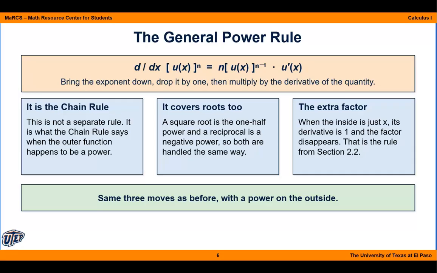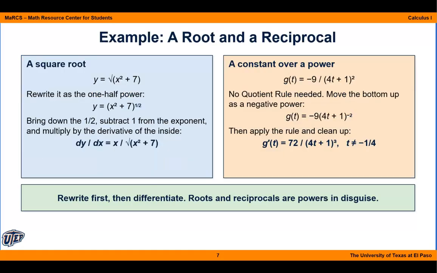The rule also covers roots and reciprocals because a square root is a 1/2 power, and a reciprocal can be written with a negative exponent. When u of x equals x, then u prime of x equals 1, so the extra factor disappears and the rule reduces to the basic power rule from section 2.2. Here's an example.